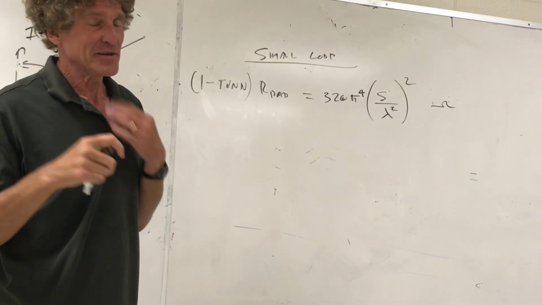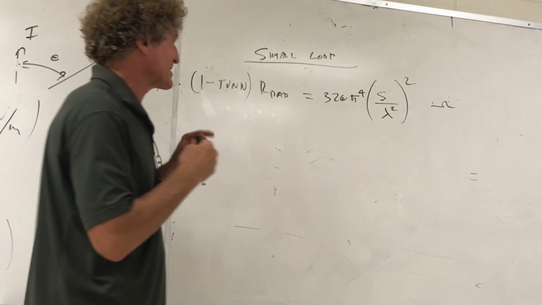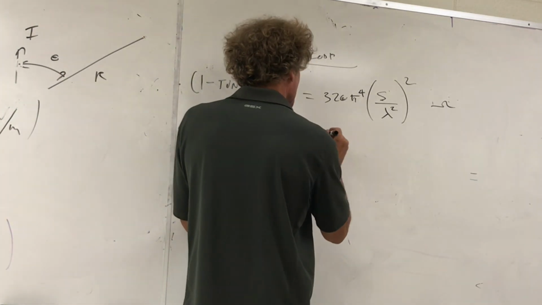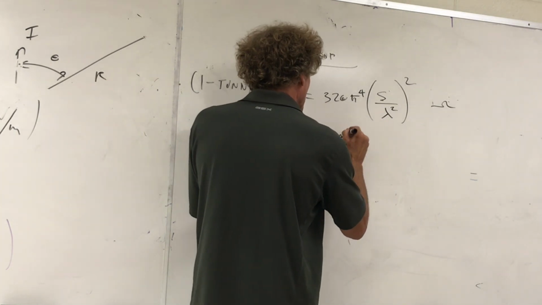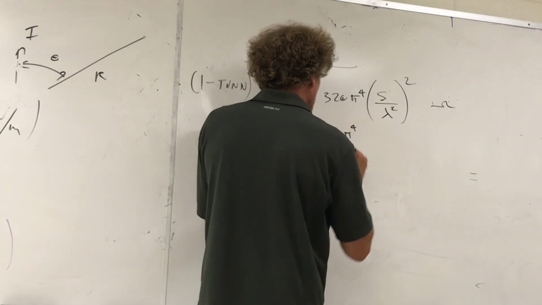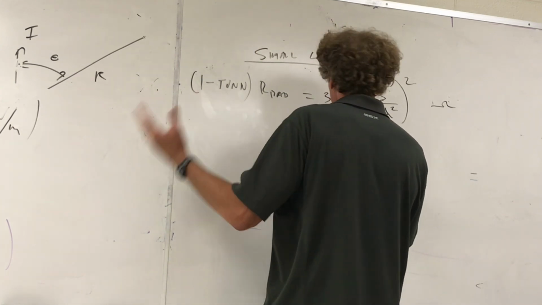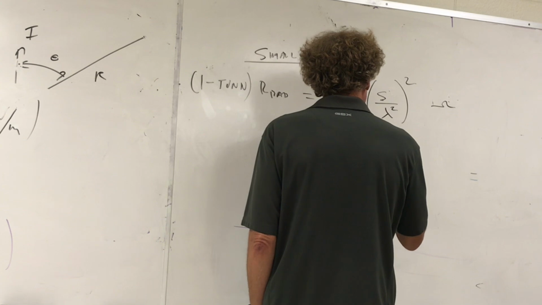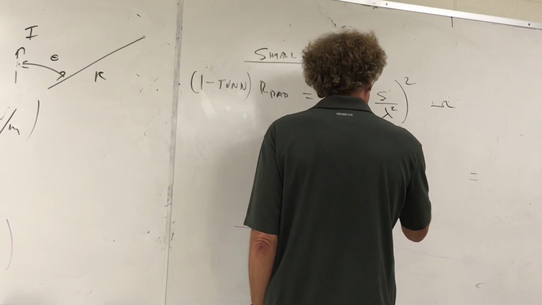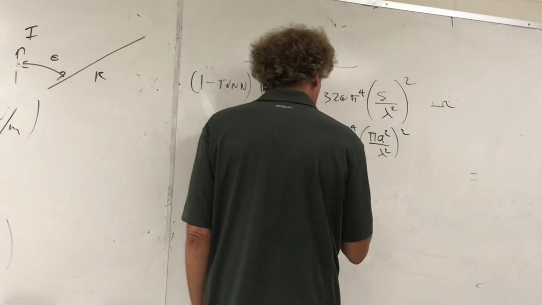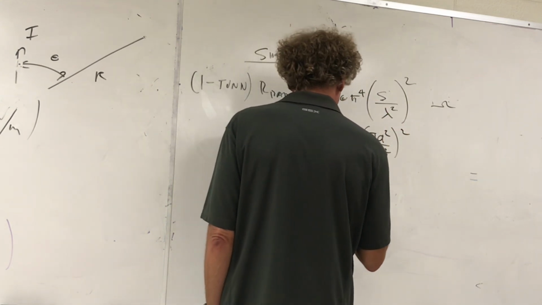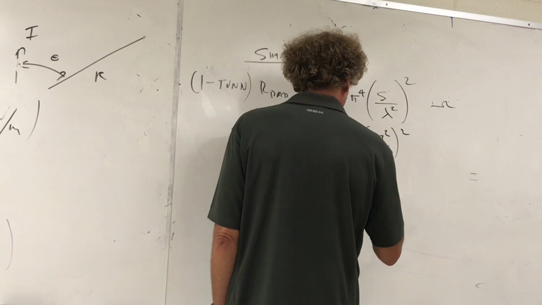Now, this is for a single turn. I'm going to show you something. So this would be 320 pi to the fourth. I'm not sure where that actually came from. This formula I'm not real familiar with from my other work with EMC. S is equal to pi a squared over lambda squared. Keep watching. 320 pi to the fourth.